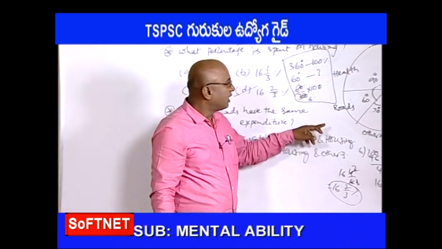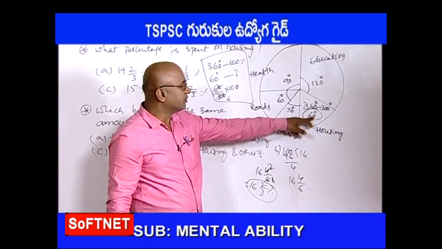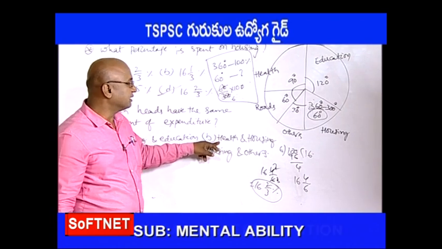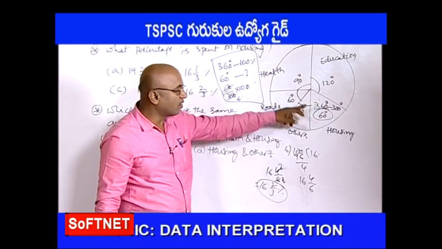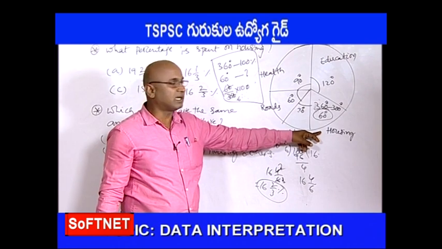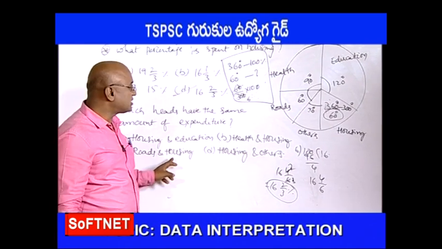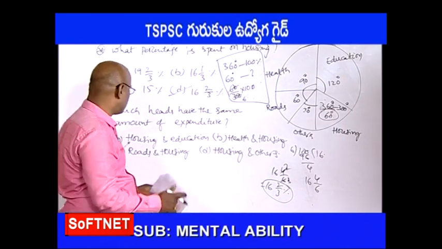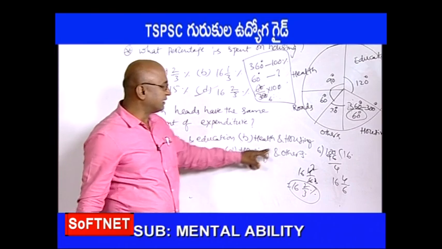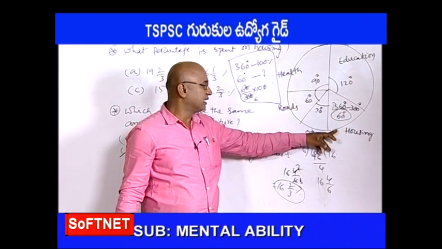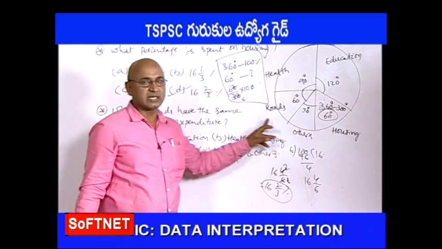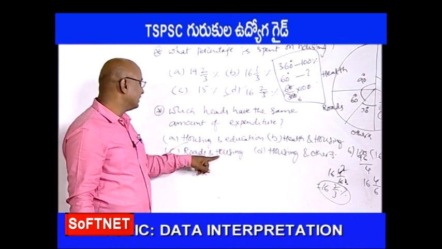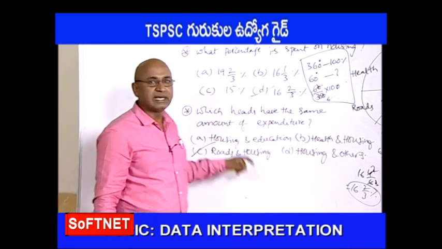Housing and education: housing is 60 degrees, education is 120 degrees, so that is not the answer. Health and housing: health is 90 degrees and housing is 60 degrees. That is also not the answer. Roads and housing: roads 60 degrees, housing also 60 degrees. So the answer is C. Housing and others: others 30, housing 60, that is a 2:1 ratio, so it is also not the correct answer. So the option is roads and housing have the same amount of expenditure.